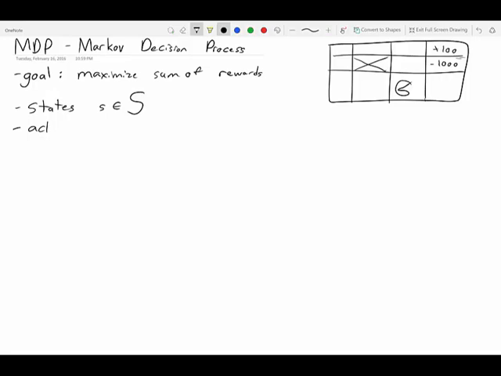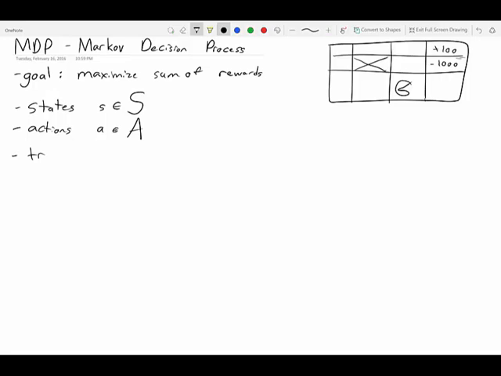Then we also have actions, so little a and big A. In this grid world, Pac-Man can go left, right, up, or down, and little a is the current action that Pac-Man takes. Now here's something new.